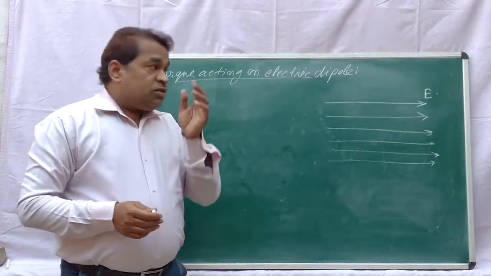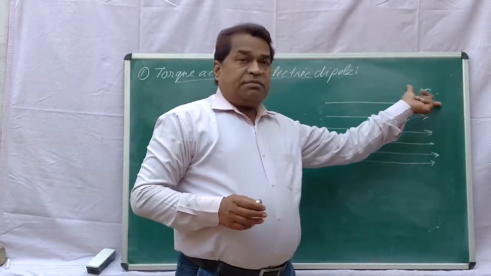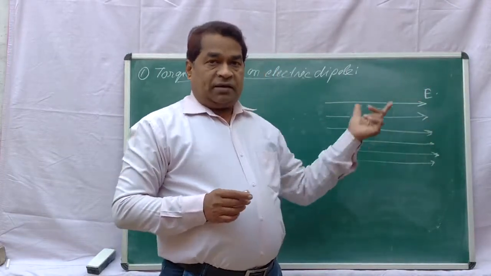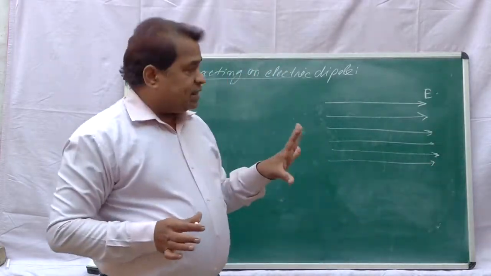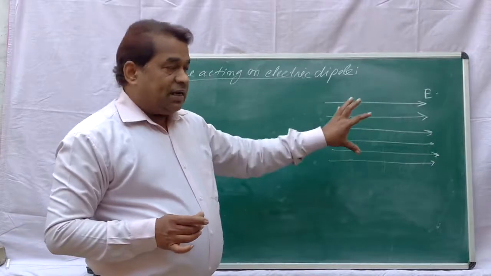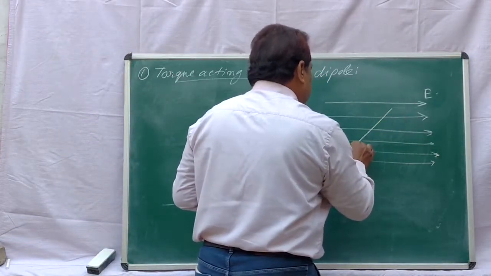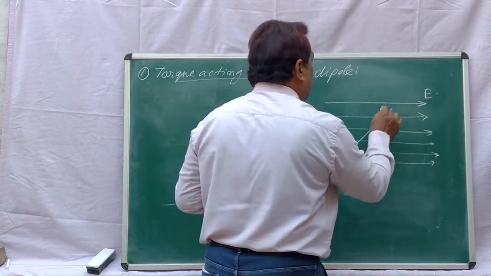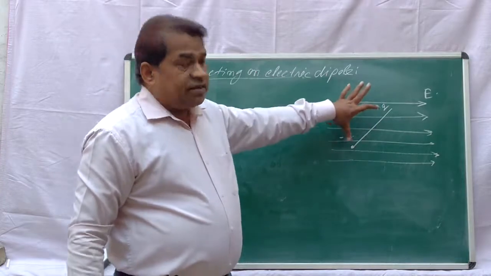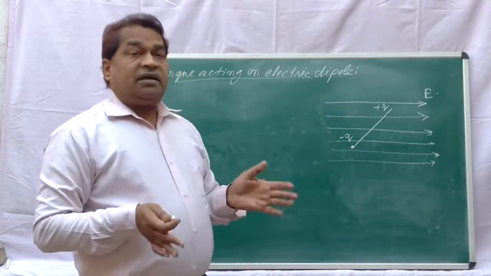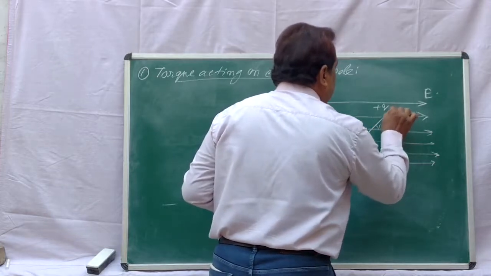Okay students, so here we are having a uniform electric field. Its magnitude is represented by E. Now its direction is from here to here. If we place an electric dipole in this electric field, then let us say this is negative charge and this is positive charge. Okay, so this is a dipole. It is making an angle theta with the electric field like this.